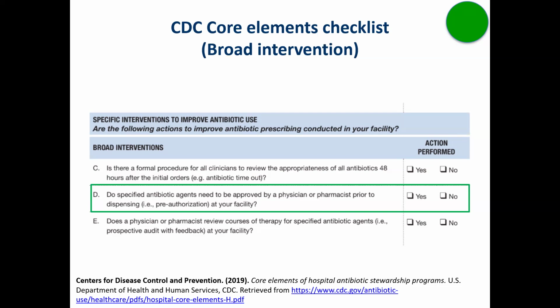Today, we will discuss the pre-authorization and how to implement it, the obstacles that you may face when you try to implement this strategy and how to solve them, how to choose your restricted list, and finally, who are the persons that are responsible for the approvals.